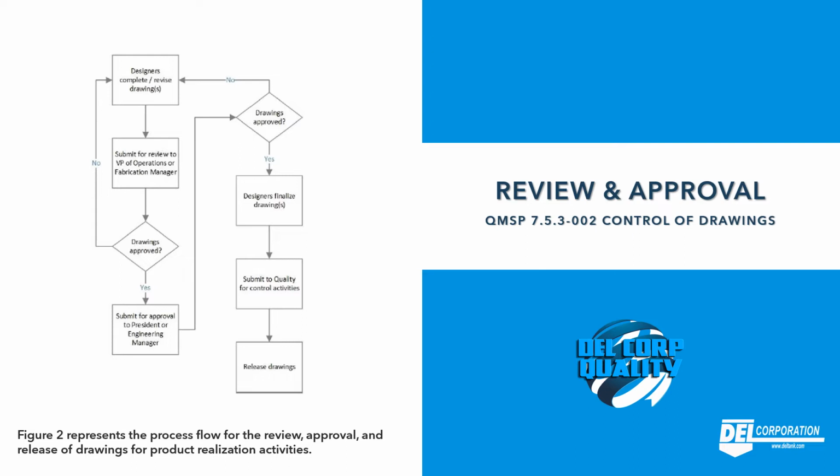Designers complete drawings, they are then submitted for review. Are the drawings approved? Decision. If yes, submit to the President or the Engineering Manager. If no, they are sent back for revision and the process starts over. If submitted to the President or the Engineering Manager or appointed representative, are they approved? If yes, the drawings are sent back to the designers to finalize. If no, the process starts all over again. If sent to be finalized, they are then submitted for control activities and released.